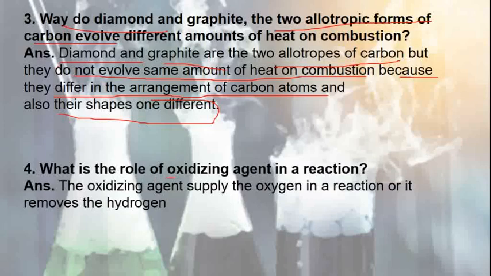So let's move to the next question. What is the role of an oxidizing agent in a reaction? As we have already studied, an oxidizing agent is nothing but that which oxidizes the compound or an element by supplying oxygen, and it removes hydrogen. This is the action of an oxidizing agent. The oxidizing agent supplies the oxygen in a reaction, or it removes the hydrogen.